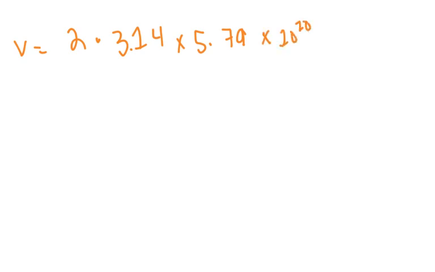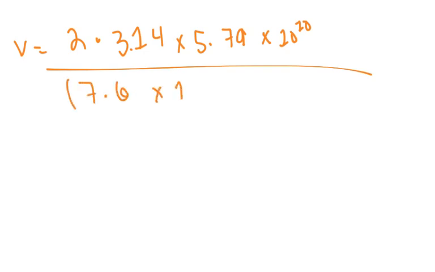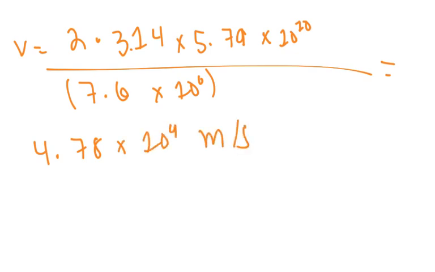So part A for Mercury would be v equals 2 times 3.14 times 5.79 times 10 to the 10th power over 7.6 times 10 to the 6th power, which equals 4.78 times 10 to the 4th power meters per second. So that was for A for Mercury.